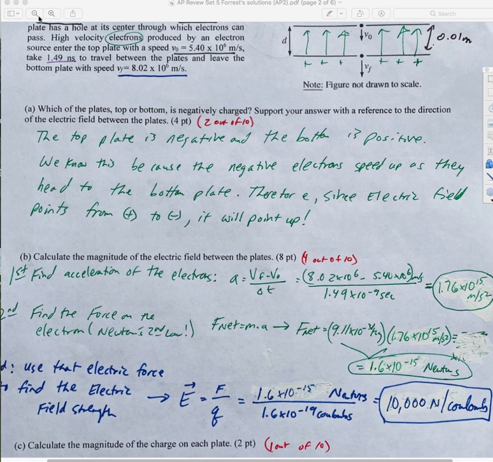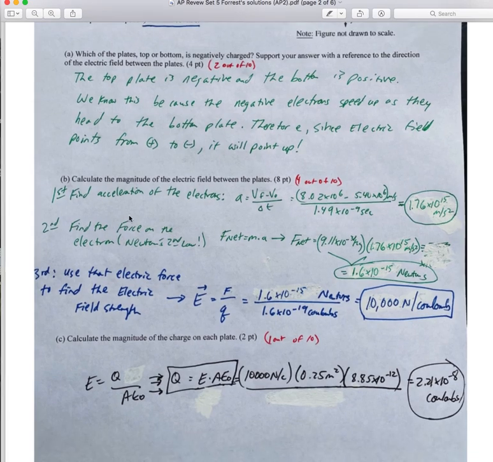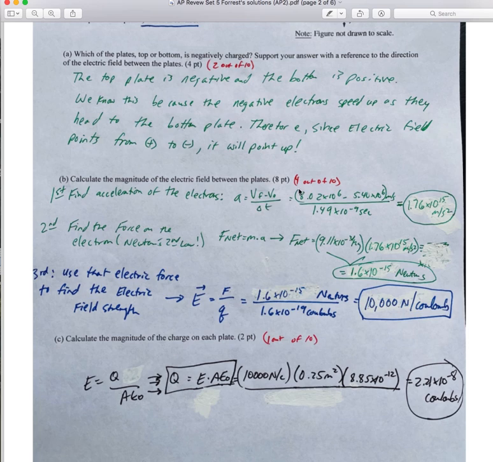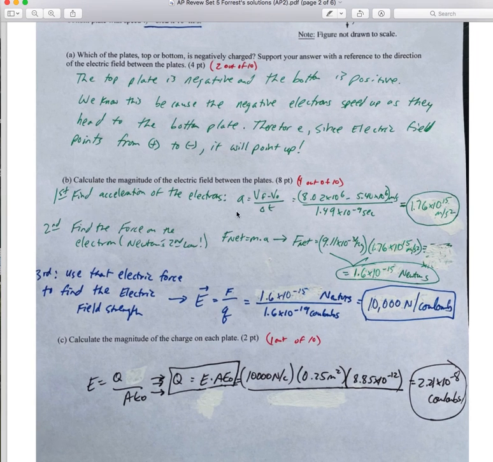So for this next one, I'm going to have to shrink this down again. Find the magnitude of the electric field between the plates. There were 4 points out of the whole 10 on the real AP exam that were on this part, so I probably should have left a little more space. What you have to realize is that if you want to find electric field, that's force over charge. So you need to find electric force. In order to find electric force, you need to use the acceleration.